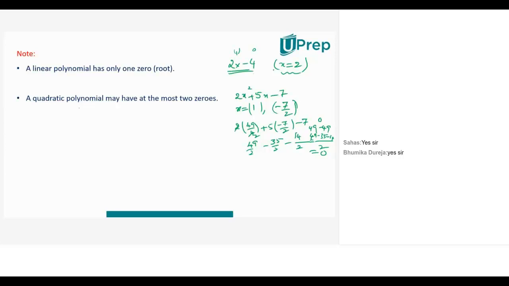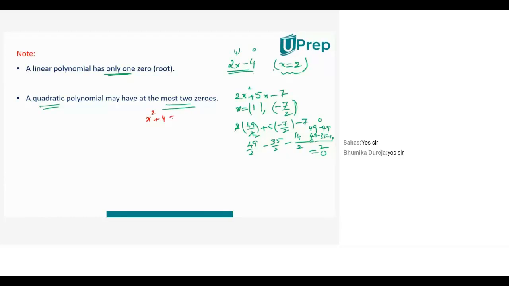Now the quadratic, that is a second degree polynomial, will have at most 2 zeros. Now why did I use the word at most? Previously in the first statement I said it has only 1 zero. It is confirmed. But for quadratic I didn't say that it has 2 roots. I said at most 2 roots. For the negation statement, suppose I have an equation like x square plus 4 equal to 0.